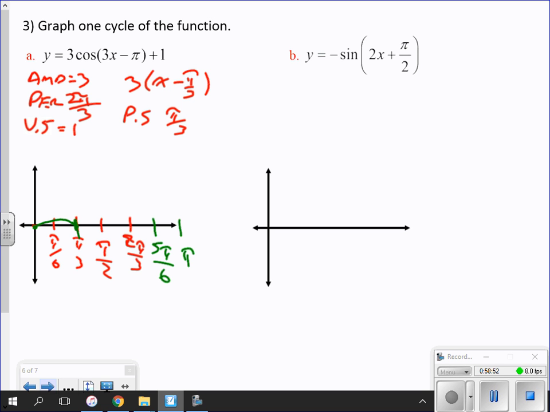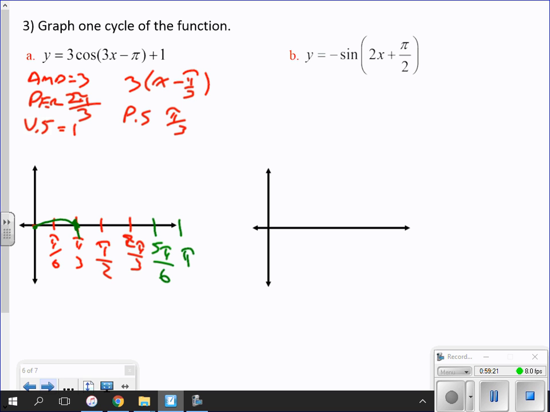I'm counting by pi over 6. How do you find that number? Take your period divided by 4. Take 2 pi over 3 divided by 4, and you get pi over 6. Take your period divided by 4 to tell you your increments. So now we're going to start here instead. That's our phase shift taken care of.